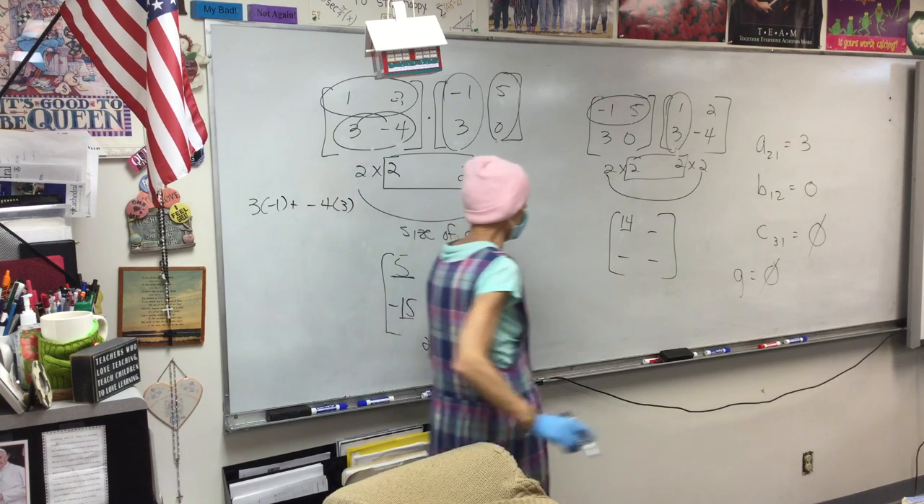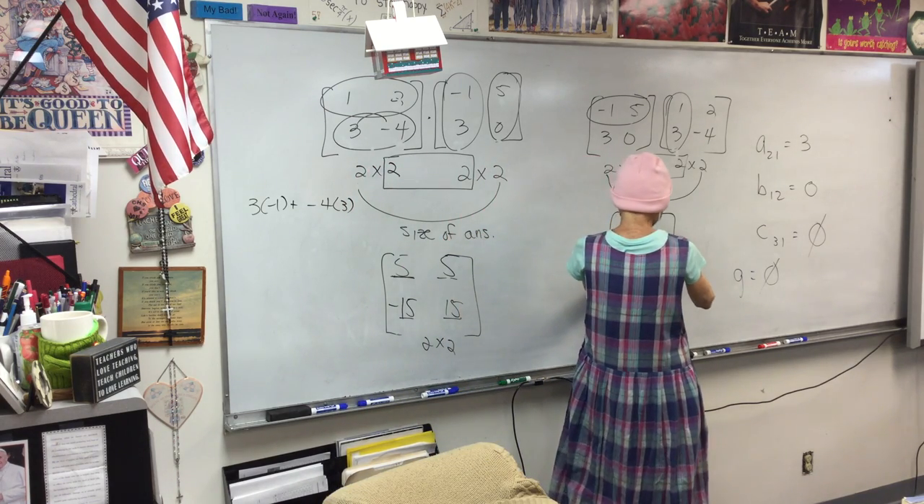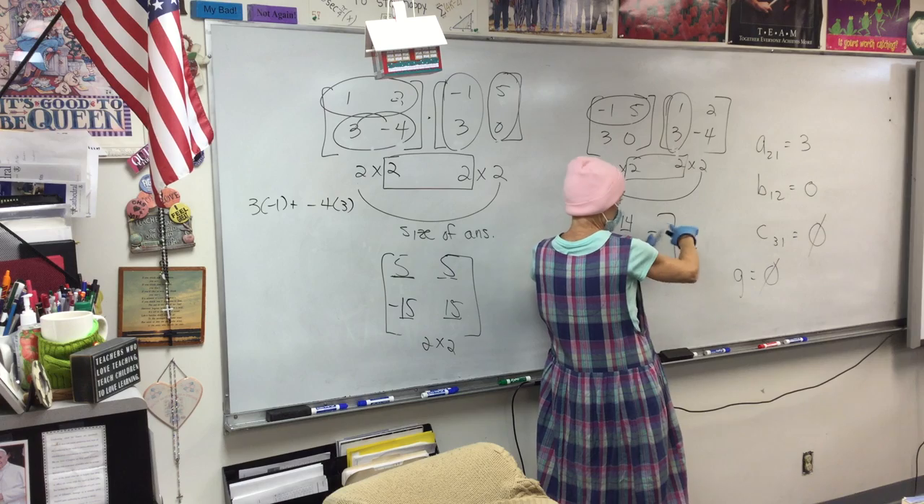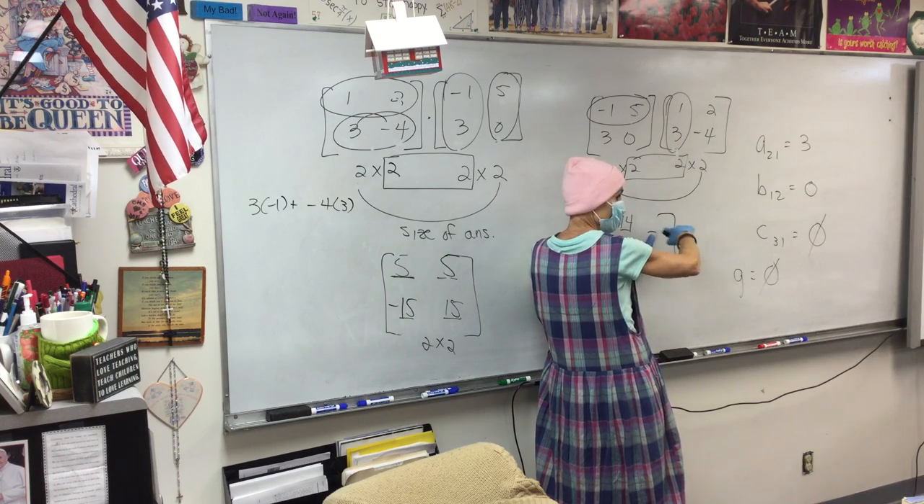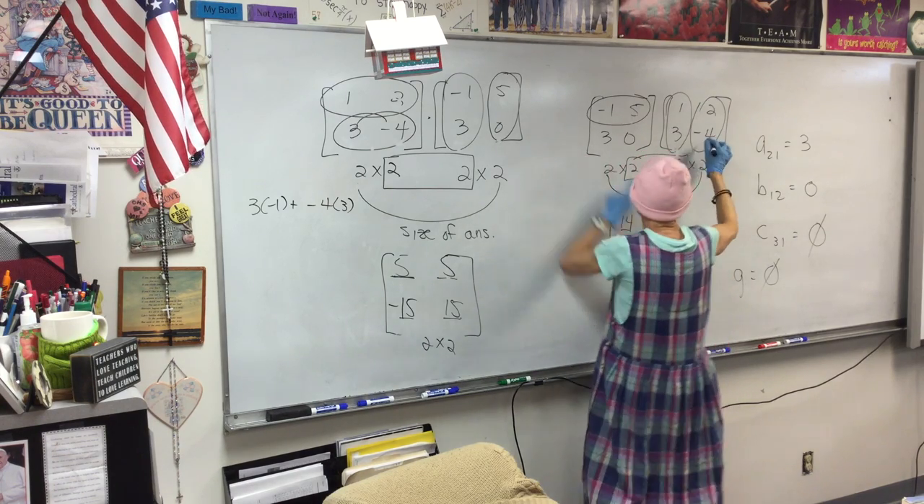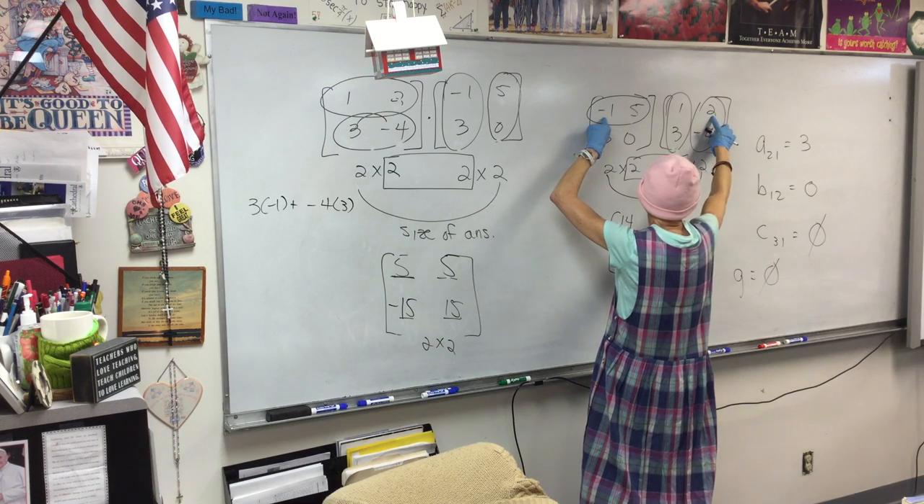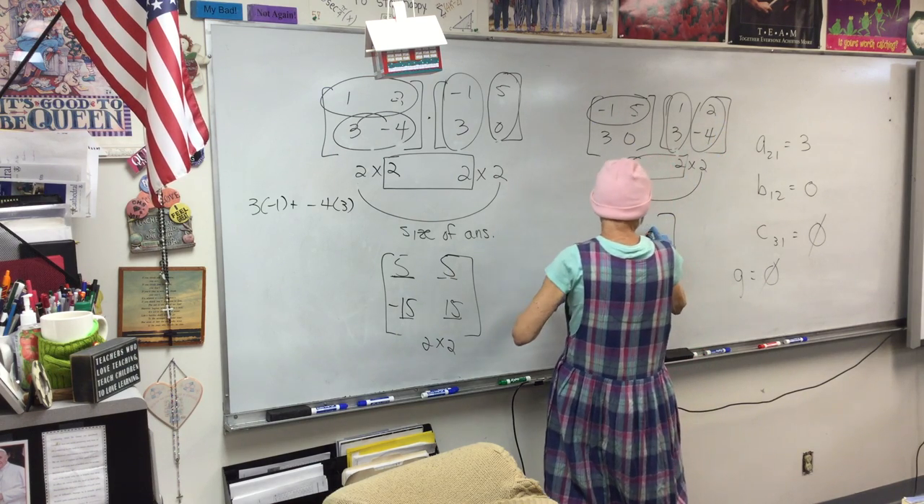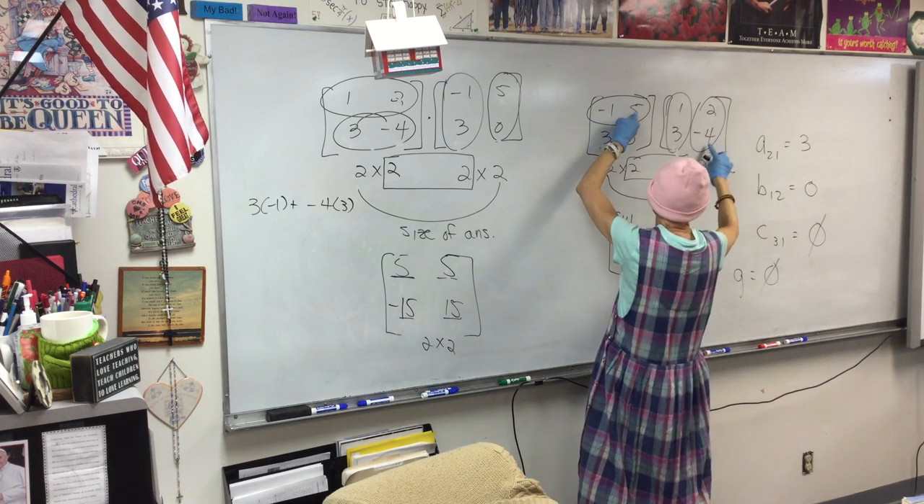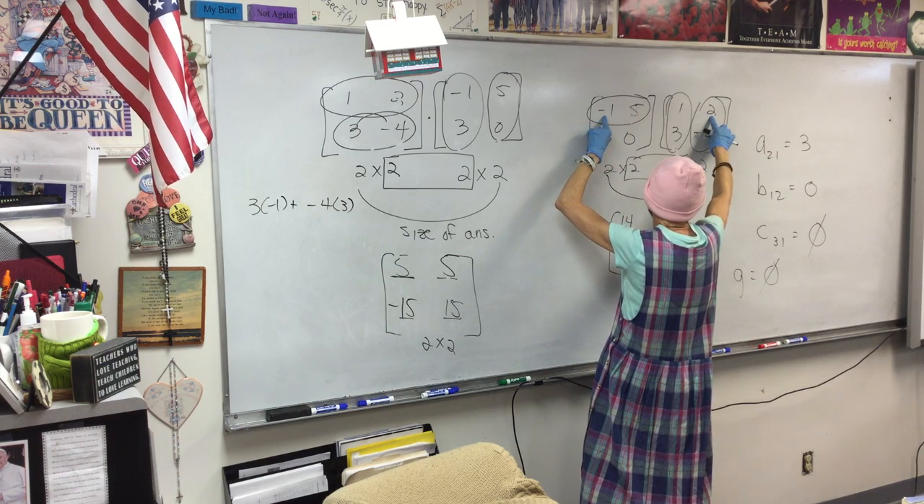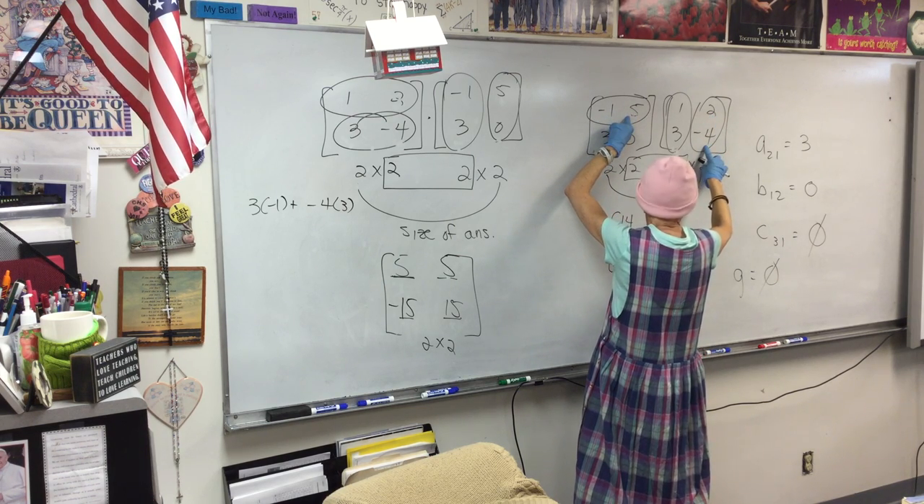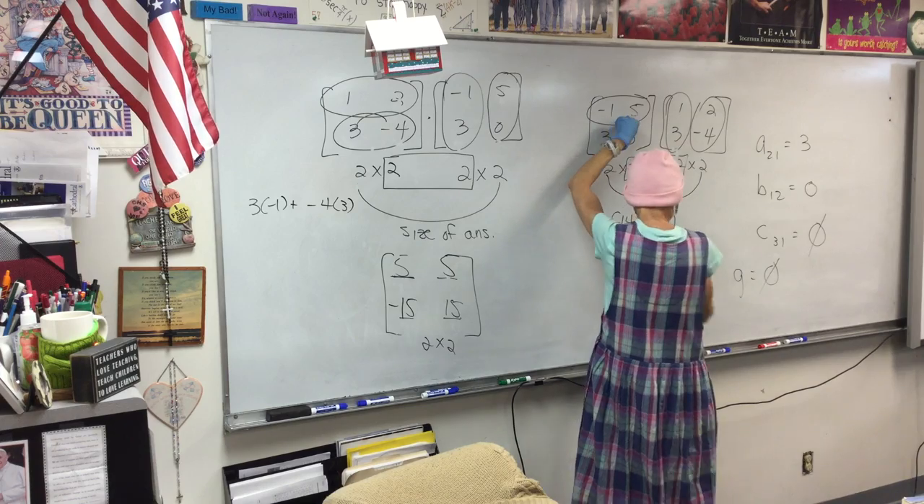All right, let's finish it up. All right, stand by and check. Row 1, column 2. Here we go. Row 1, column 2. What number is going to go right there? Row 1, column 2. Perfect.